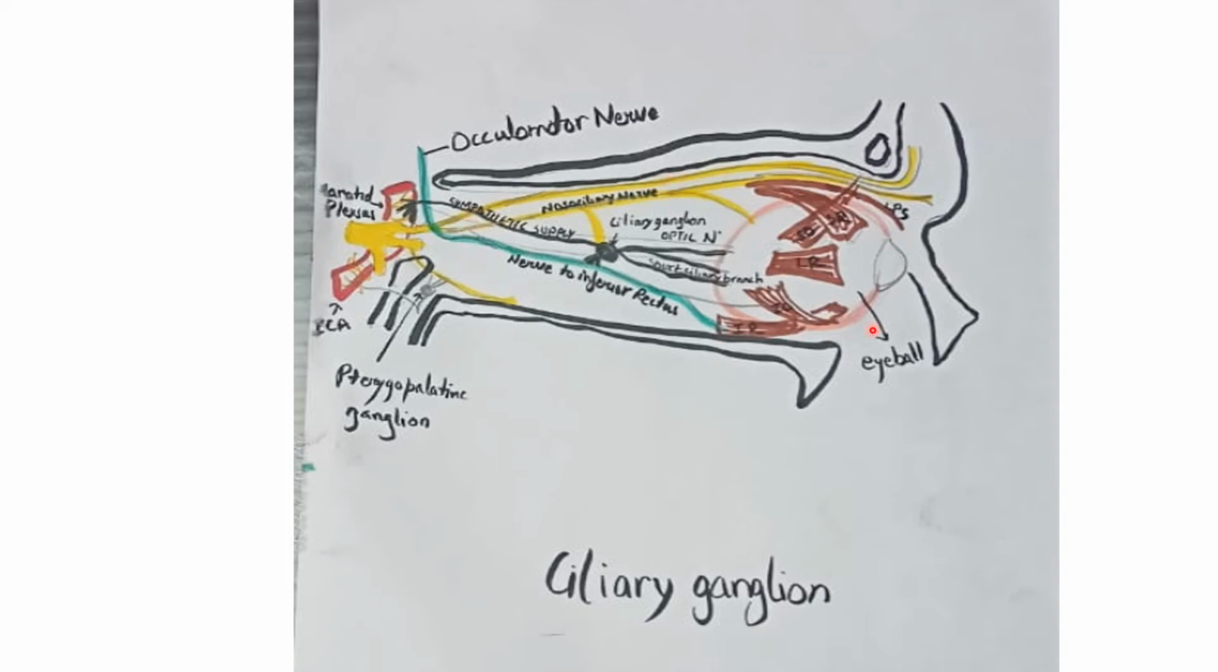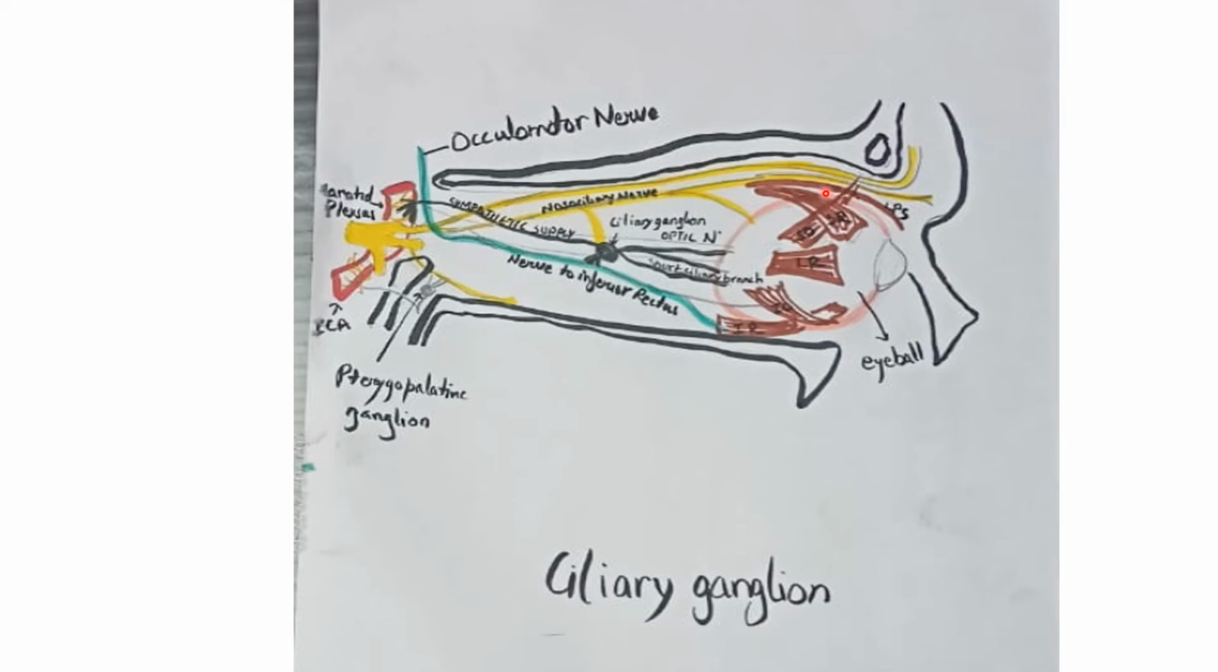And over the eyeball you can appreciate some muscle attachments because we are seeing from the lateral side. So this first muscle is the lateral rectus. Above is your superior rectus, just below it is superior oblique, this is your inferior oblique, and down below is your inferior rectus. This is your LPS, levator palpebrae superioris.